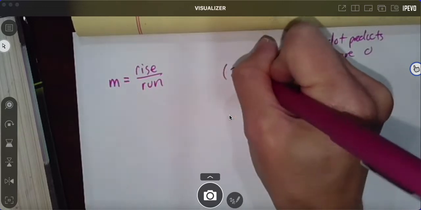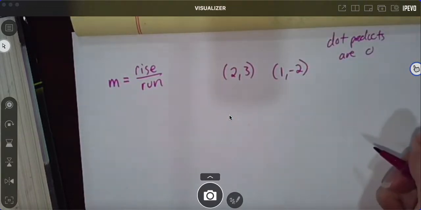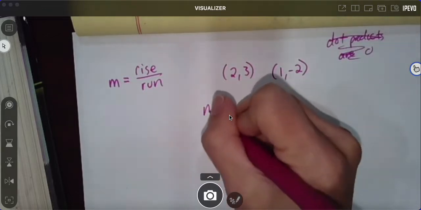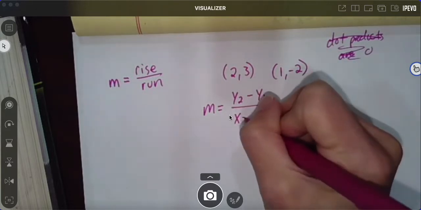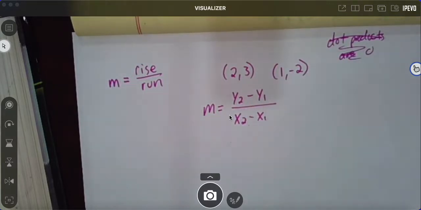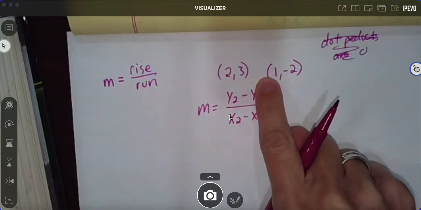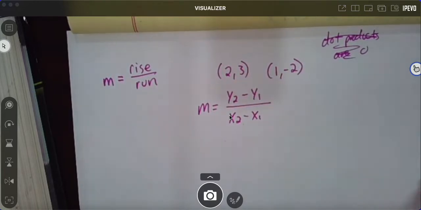Let's say that I give you two ordered pairs. How would you find the slope of that? M equals, yep, subtract your y's, subtract your x's, and that's it, okay? As far as which one you write first, it doesn't matter. But if I start with this one first, then I must also start with that first again. Okay, so let's find the slope of this.